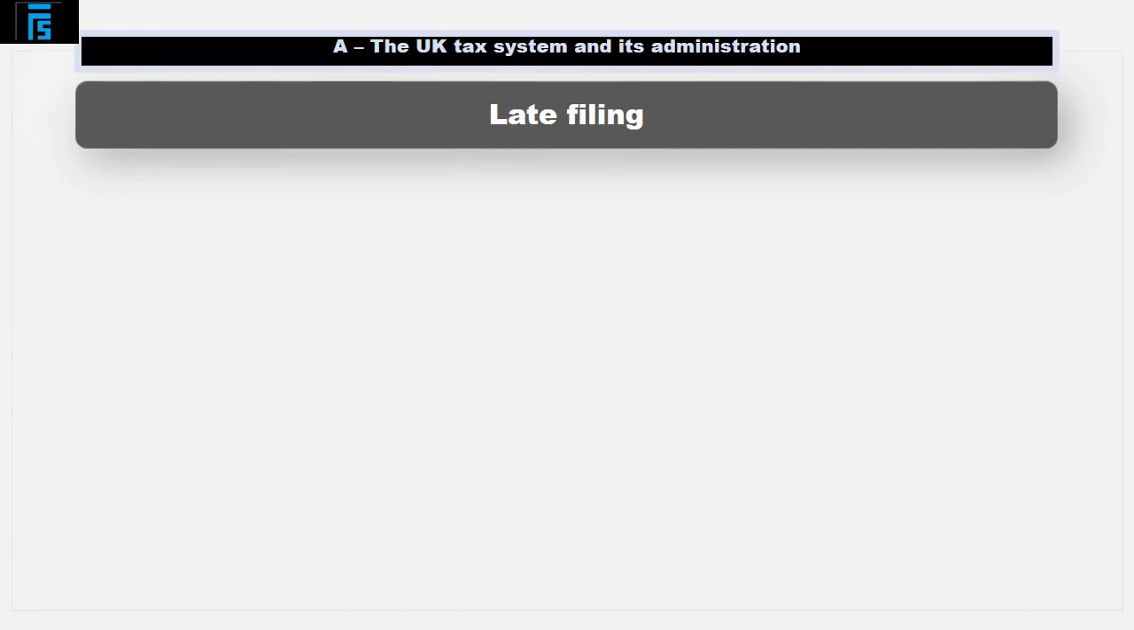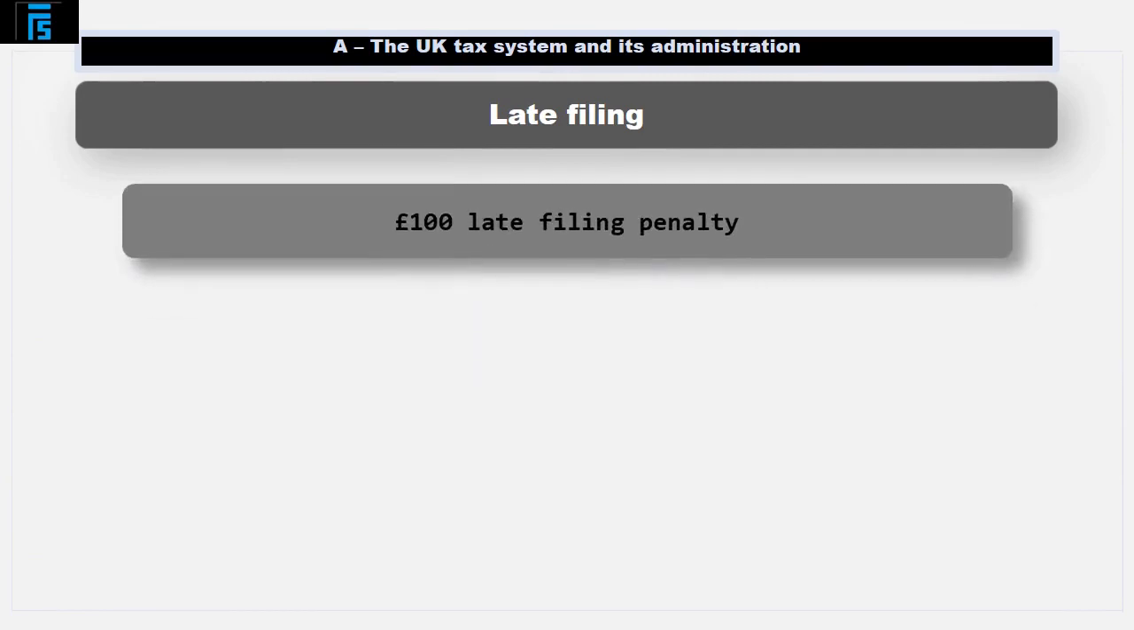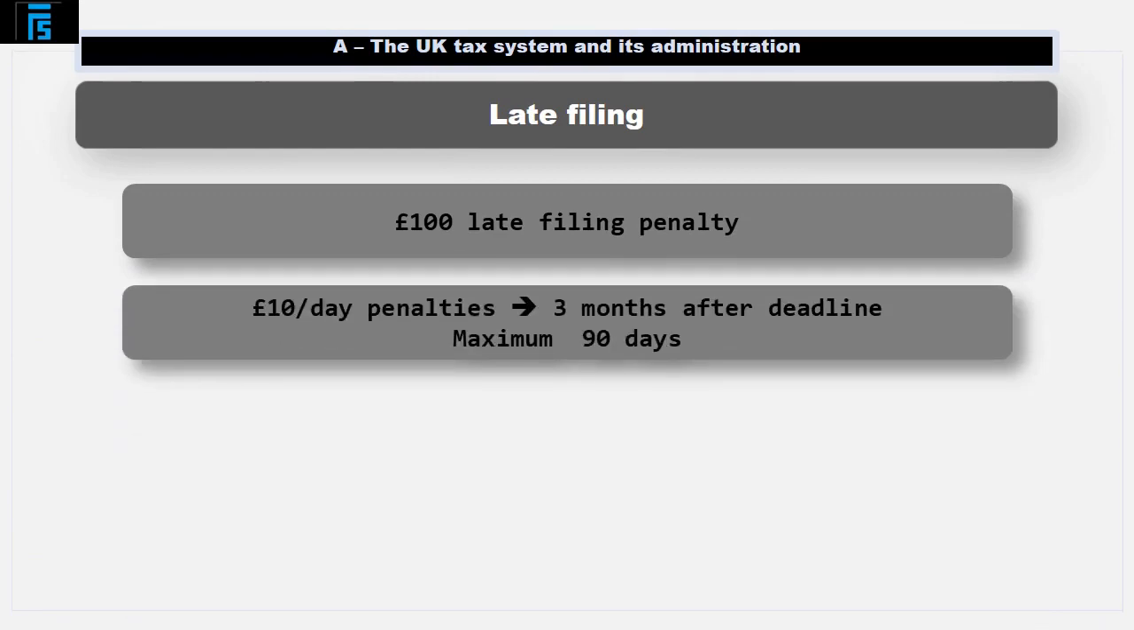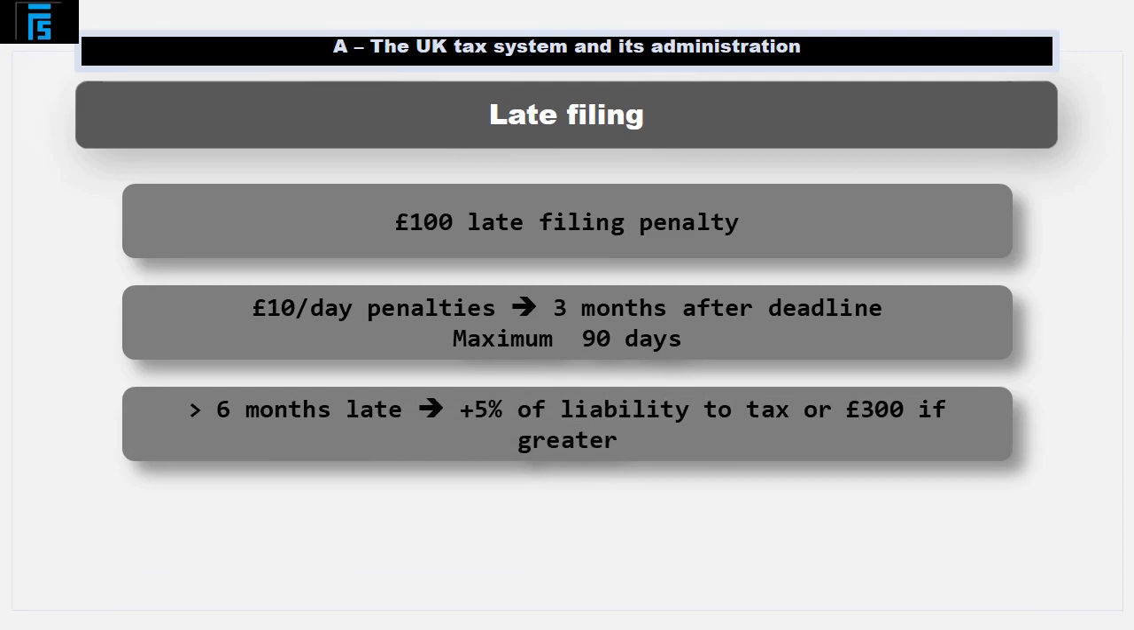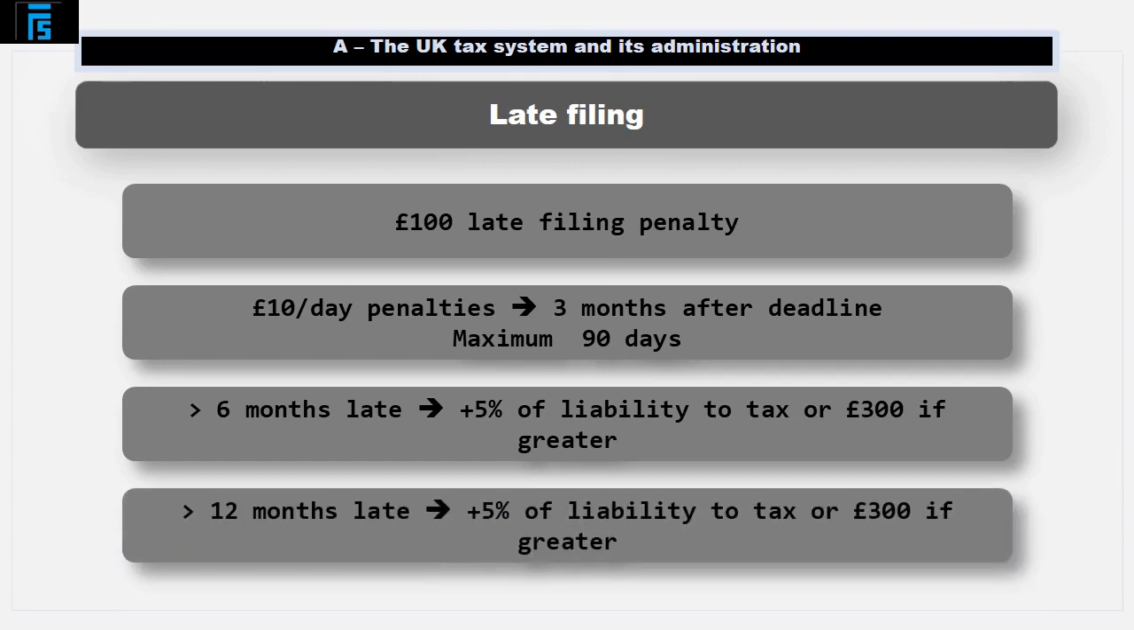Late filing of a return will initially result in a £100 late filing penalty. Additional daily penalties of £10 per day may be levied in respect of returns which are more than 3 months late. The daily penalty can be imposed for a maximum of 90 days. If a return is more than 6 months late, there will be an additional penalty of 5% of any liability to tax which would have been shown in the return, or £300 if that's greater. And again, a further 5% or £300 if greater when the return becomes 12 months late.